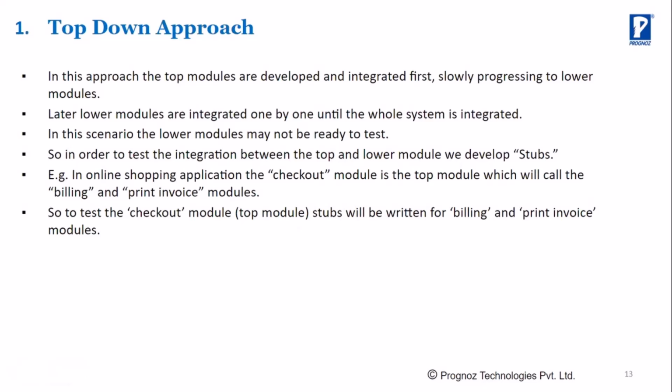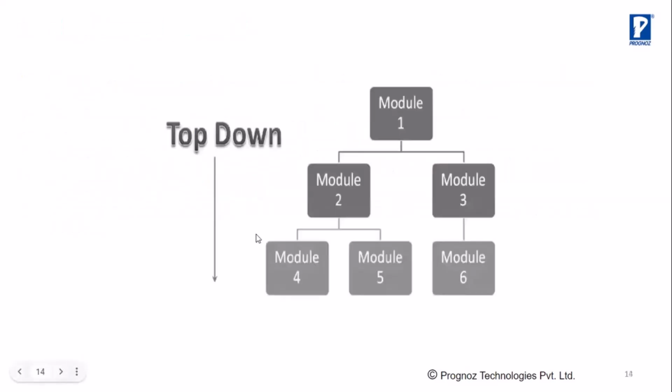So checkout, that checkout module is the top module, and you can write a stub. Stub is nothing but a sample, a small piece of code. You can write it for the billing and print invoice modules. So the code for both of these is not ready yet, but you can write a sample code and test with that sample code. And as soon as the actual code is written, you can replace that stub with actual code. Stub is nothing but a sample code.